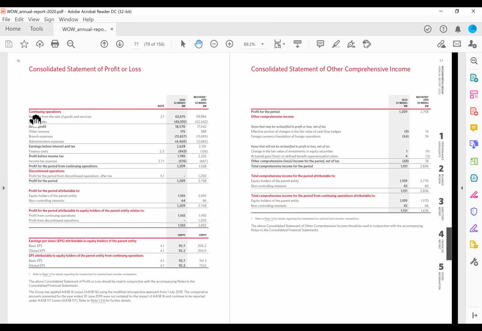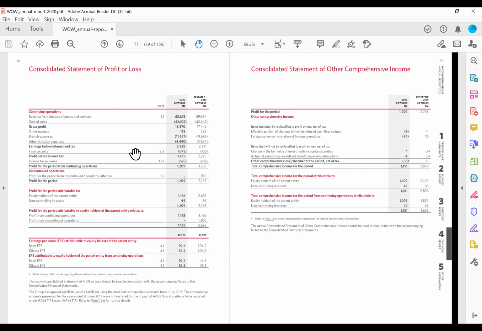It's a big company. So we start with the revenue and we subtract the cost of sales, and that gives the gross profit. So you can see that they're using a multi-step approach here. Okay, so there's the gross profit on their sales, followed by other revenue, branch expenses, administration expenses. So these are their main expenses grouped in this way. As I mentioned to you before, different companies are going to have different groupings depending on what kind of expenses they have.